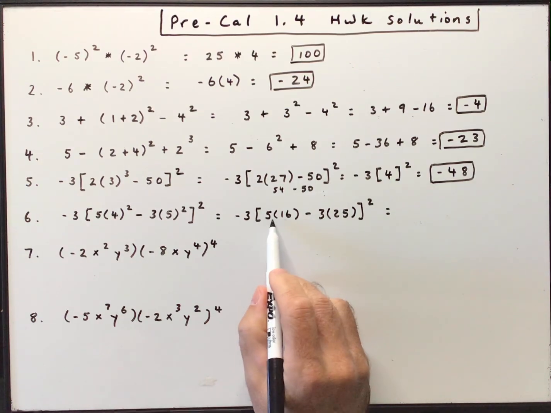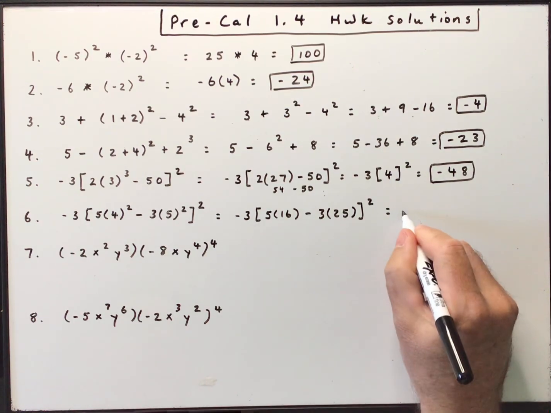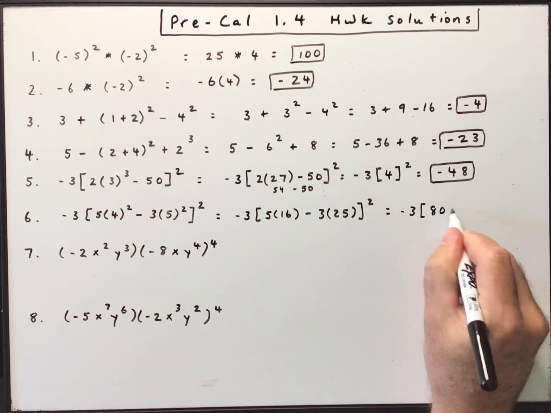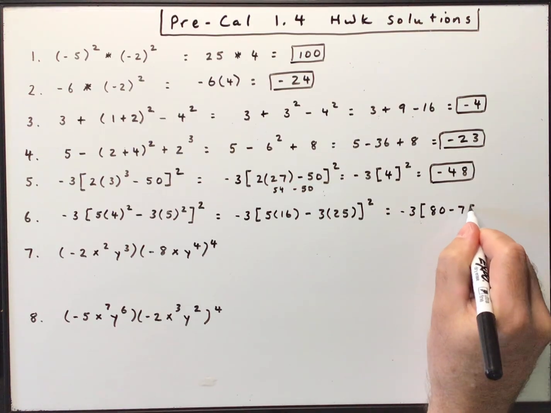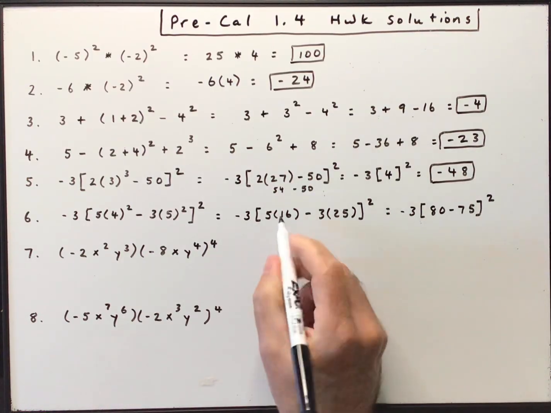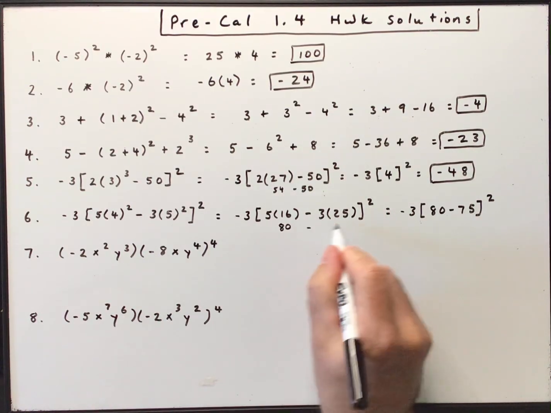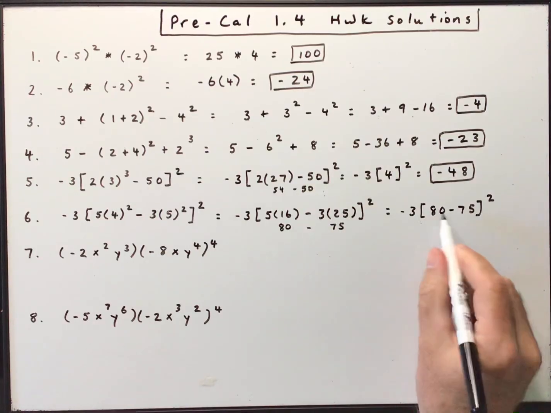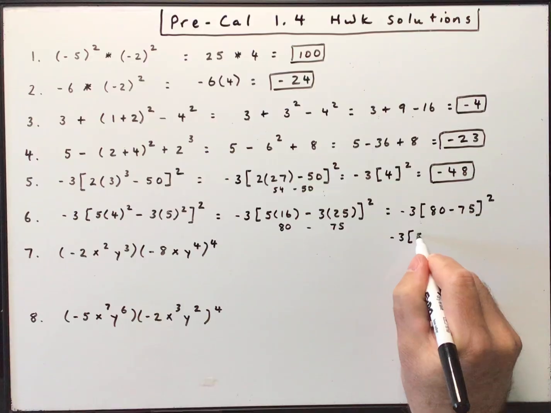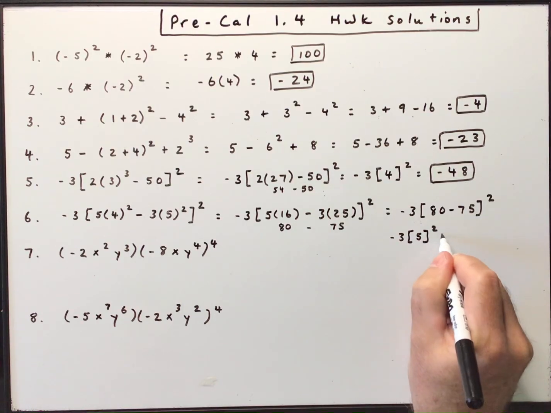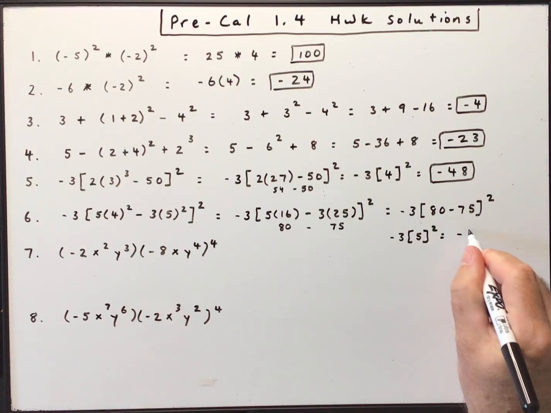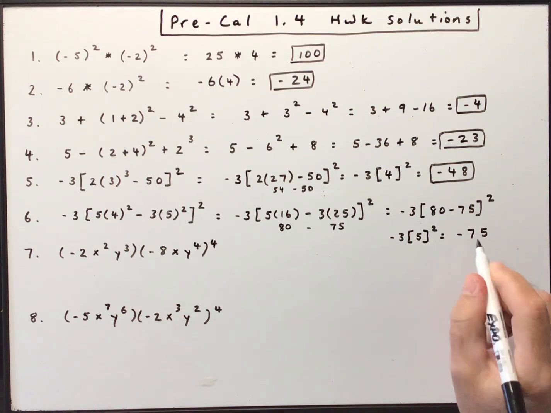So we're going to have 5 times 16 is 80. So -3 times 80 minus 75, and then all of that is squared. So 80 minus 75, that's going to be -3 times 5 squared. 5 squared is 25. So -3 times 25 would be -75.